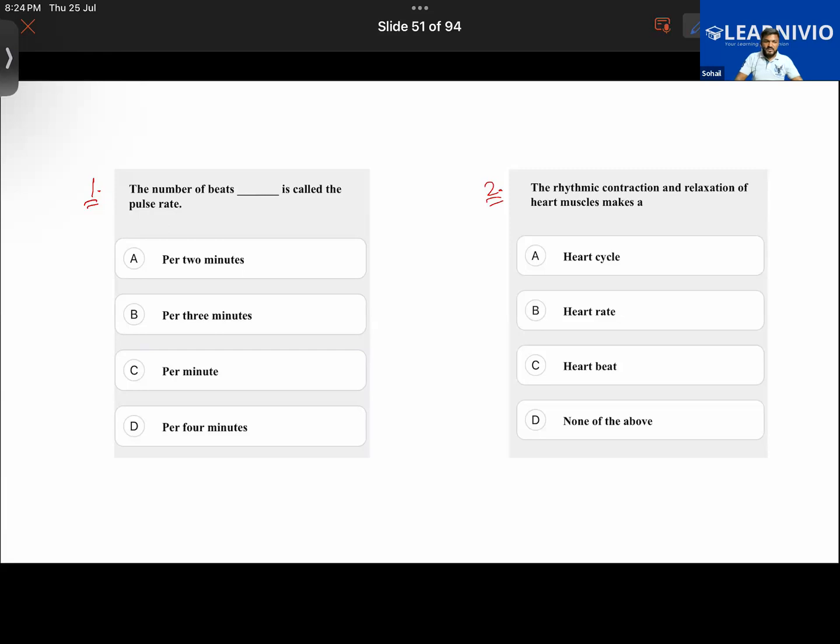That is correct. For the first one, the number of beats per minute is called the pulse rate. The rhythmic contraction and relaxation of the heart muscles makes up a heartbeat, right? And heart rate is different. The number of heartbeats per minute is called heart rate.